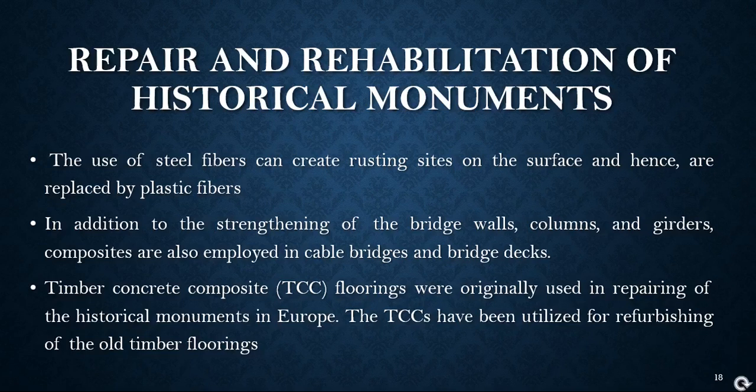The use of steel fibers has been shown to create rusting sites on the surface, and for this, plastic fibers have been used instead of steel fibers. This has added to the strength of bridge walls, columns and girders, and these are also used for cable bridges as well as bridge decks. Another material, other than fiber reinforced concrete and high performance concrete, is timber concrete composite.